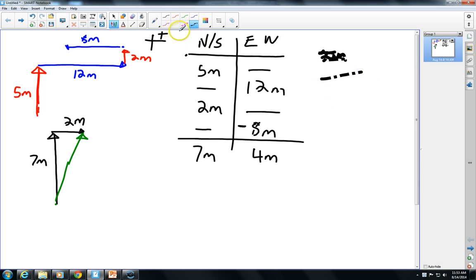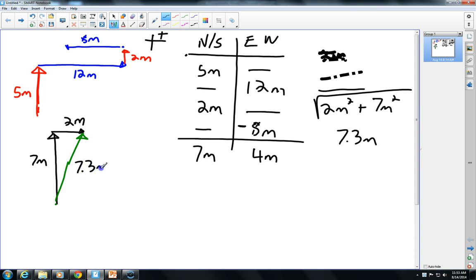Why is it coming out so thick? Okay, that's better. 2 meters squared plus 7 meters squared. Take the square root of that, and we end up with 7.3 meters. But that's not good enough. We need more to define this vector.